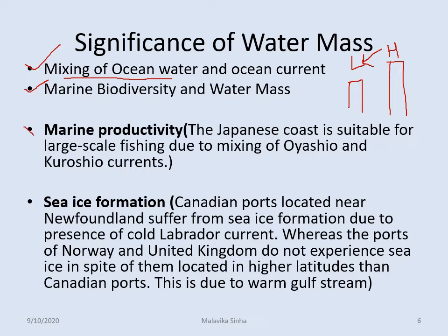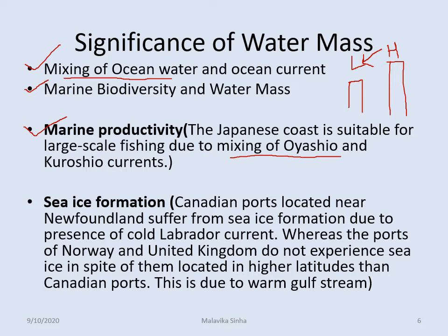Third one is marine productivity. Here we can take an example of commercial fishing zones on the coast of Japan. On the coast of Japan, the warm Japan current and the cold Oyashio current meet in the coastal zone, two different kinds of ocean current. One is warm and another is cold. Cold is denser, rather heavier, and warm current is lighter. Those are the result of different density of ocean water, and those come from different water mass zones.